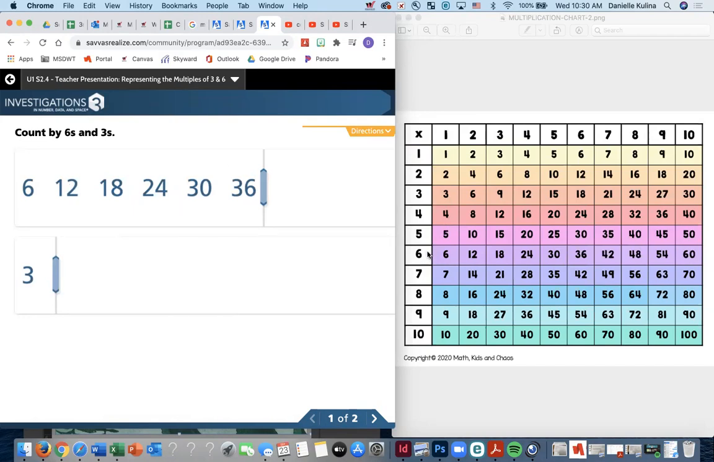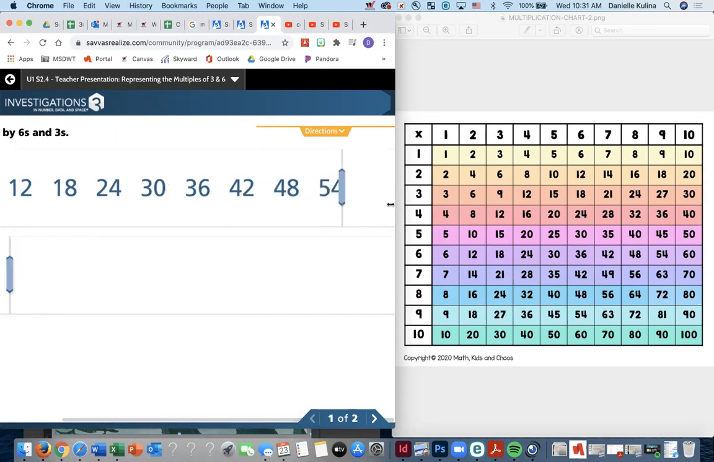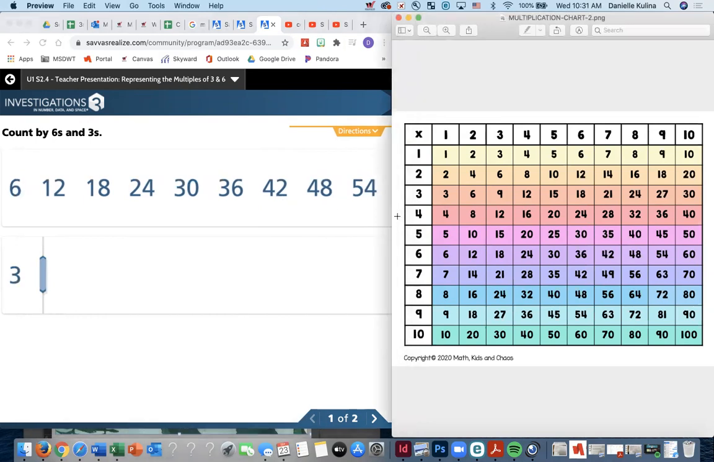What is 6 times 7? So if I start here, I just have to count 7 times. 1, 2, 3, 4, 5, 6. What's my answer? Good, 42. All right, another 6 would be 48. And another 6 would be 54. And another 6 would be 60.